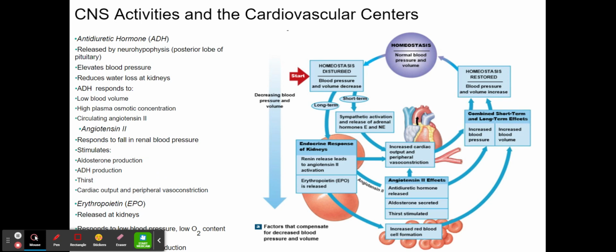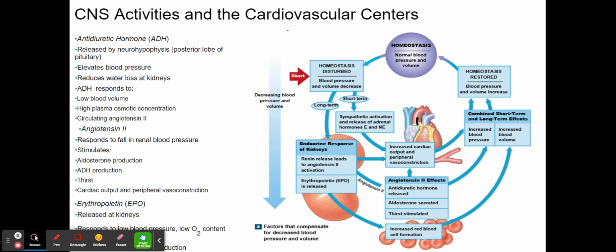ADH is released at the posterior lobe of the pituitary gland in response to a decrease in blood volume, to an increase in the osmotic concentration of the plasma, or, secondarily, to circulating angiotensin 2. It brings about a peripheral vasoconstriction that stimulates blood pressure. This hormone also stimulates water conservation by the kidneys, thus preventing a reduction in blood volume that would further reduce blood pressure.